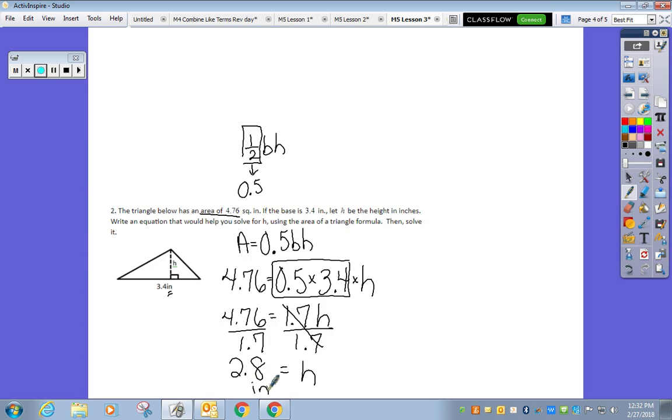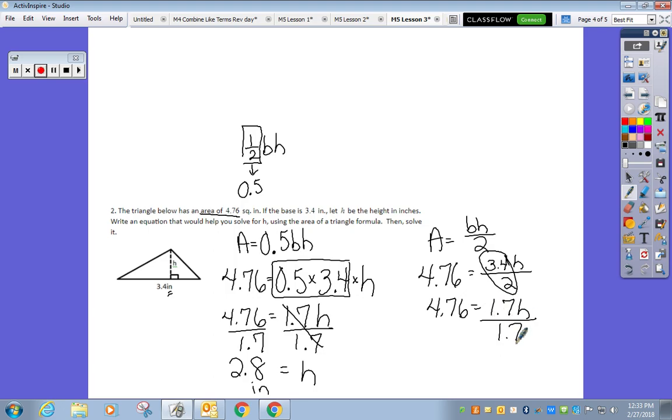You can also, once again, do this with the other formula, area equals base times height divided by 2. I would have my 4.76. My base was 3.4 times the height divided by the 2. So I would do the division first and get 1.7h, and then it's the same process. So again, whichever one you're more comfortable with is acceptable.